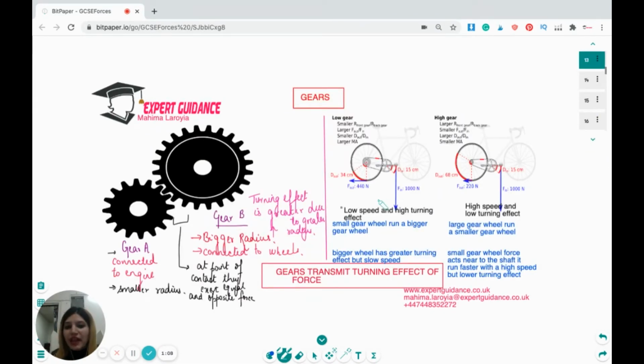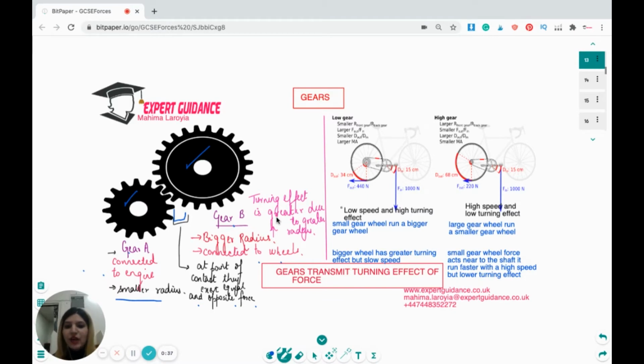And what are gears? Gears transmit the turning effect of force. Now what happens in gears? We have gear A and gear B. The gear A is connected to the engines and it has a small radius, whereas the gear B has a bigger radius and it is connected to the wheels, right? At this point, they exert an equal and opposite force. Now, what happens? The turning effect is greater due to a greater radius.